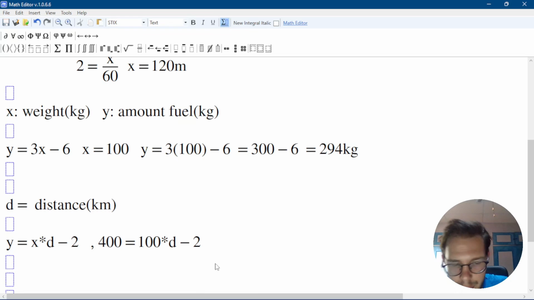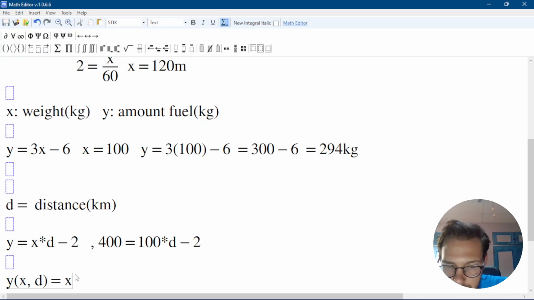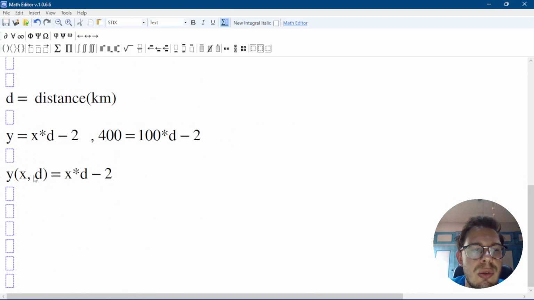You can also write this function as follows. You can write y as a function of x and d. So you can say y of x and d is equal to x times d minus 2. I prefer this method actually, because here you can clearly see y is a function of x and d. So maybe if this function was x times d minus 2 plus t, then you know the t is a constant, because y is only a function of the x and the d.